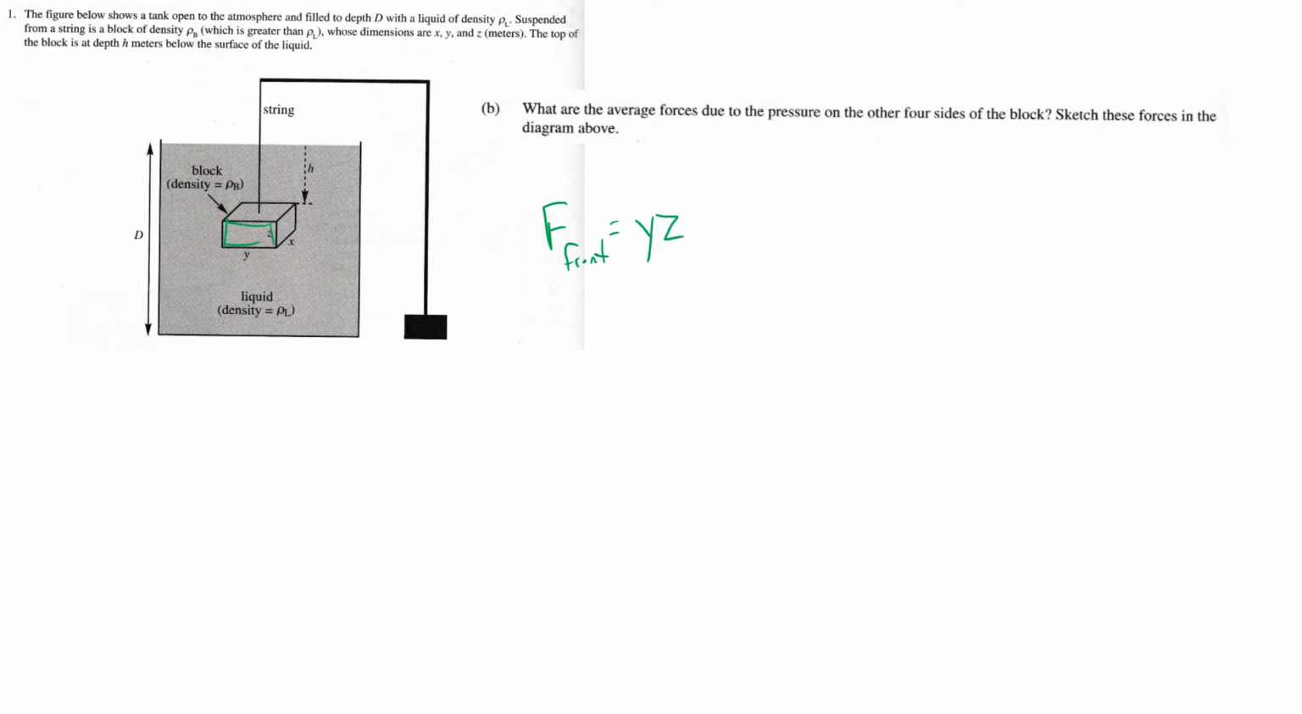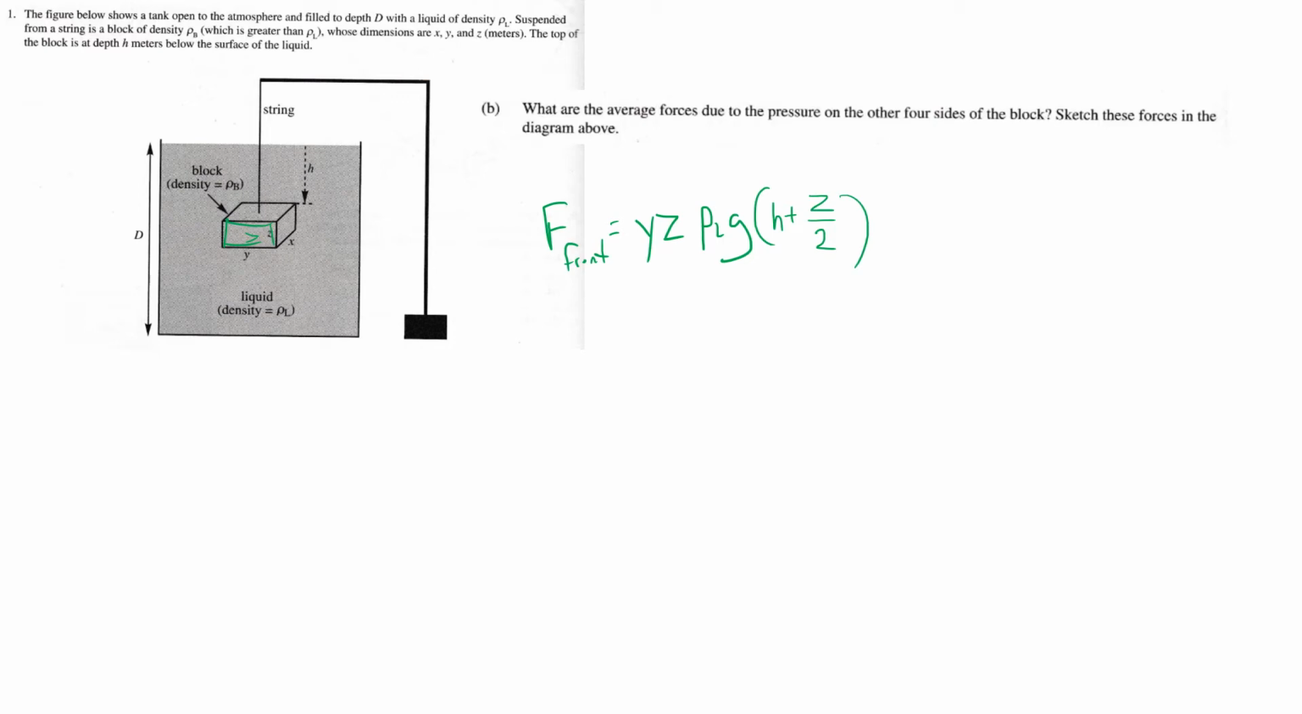How far down is it? Well, it's going to be rho L times G times the middle here, right? So that's what it means by average. If you're into calculus, this is a good integral problem, but we're not doing that today. So it is going to be H plus Z over 2. That is going to be the force on the front of the block.